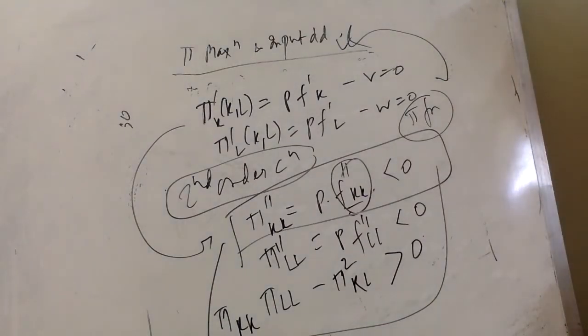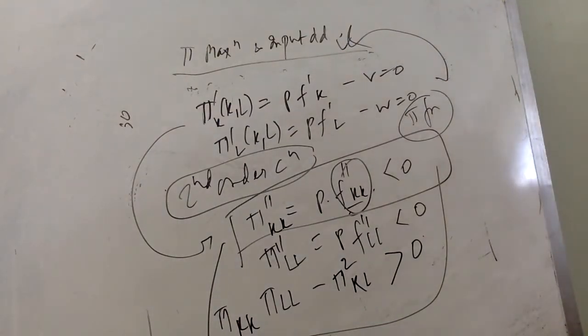The first order condition had given us the case that the rate of substitution equals the slope of the isocost line, and the second order condition gives me these three results.